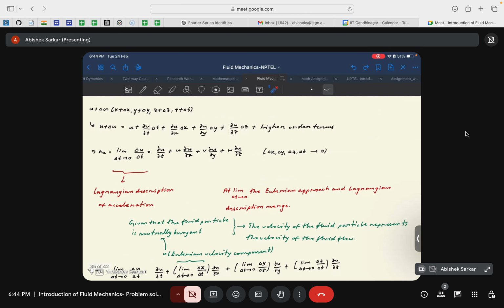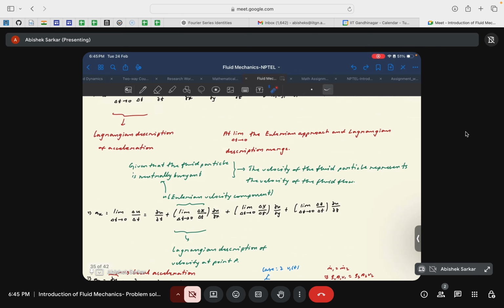Then acceleration would basically be, as I told you, change in velocity by change in time. So ax, if I'm considering the x velocity component, will be limit delta t tends to 0, delta u by delta t. So we will get dou u by dou t plus u dou u by dou x plus v dou u by dou y plus w dou u by dou z, because delta x by delta t will give you u, delta y by delta t will give you v, and delta z by delta t will give you the z velocity component.